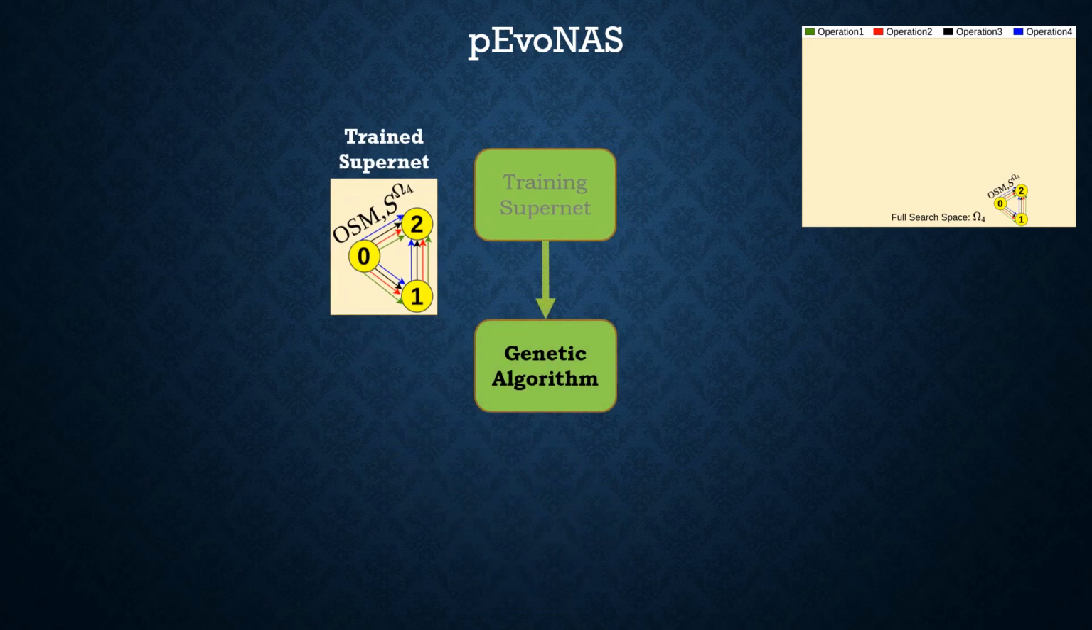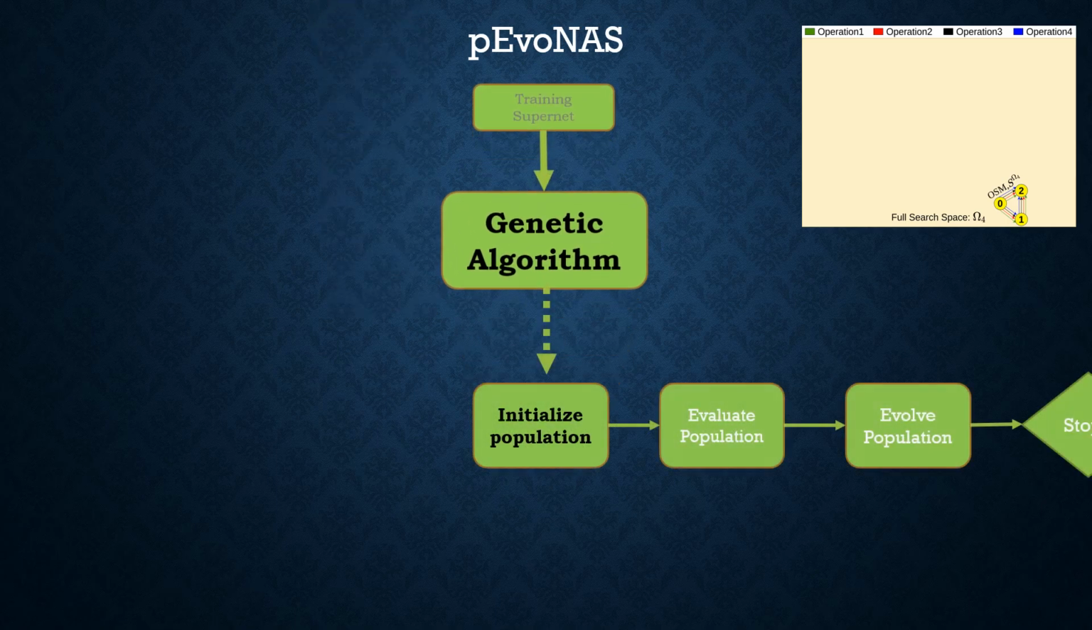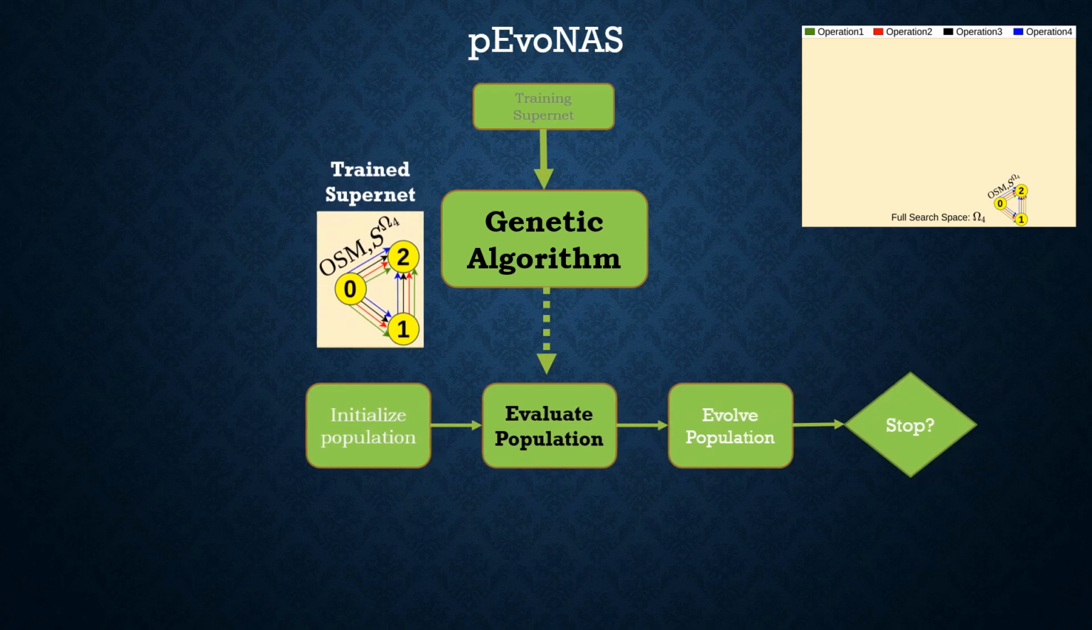Next, we use this trained supernet to find the smaller search space with promising architecture. This is done by using a genetic algorithm. The algorithm will first start with initializing the population. Next, we evaluate each individual in the population. This is done using the trained supernet that we already obtained.